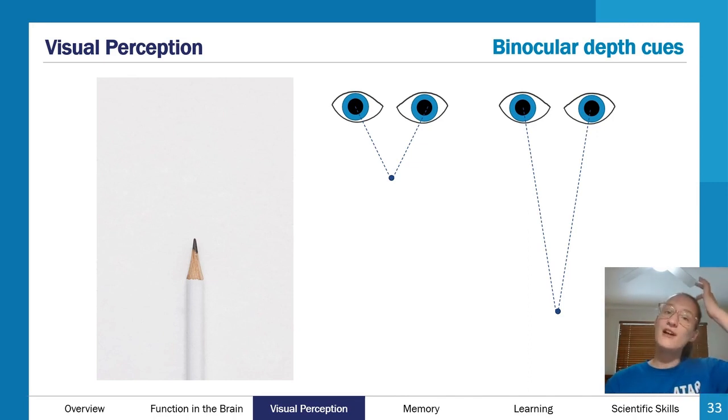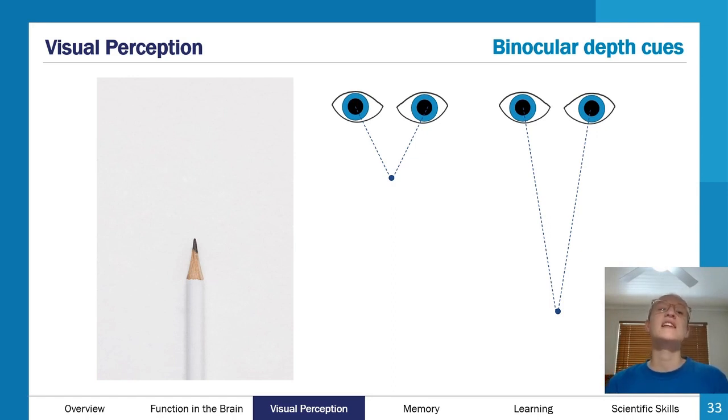The first one is retinal disparity, which occurs because our eyes are actually set 6 to 7 centimeters apart. My left eye is here and my right eye is here. They're actually 6 to 7 centimeters apart, and that's known as our pupillary distance. So our eyes are not in the same spot, they're different.